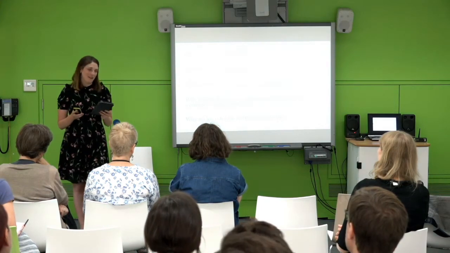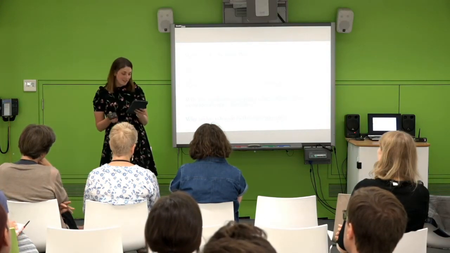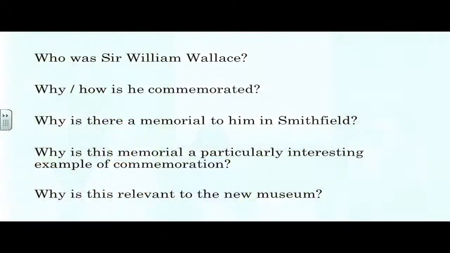So I'm going to begin by explaining something about who William Wallace was and why there is a memorial to this Scottish hero in London. And then I want to talk about why this memorial is a particularly interesting example of active commemoration. And then finally, I want to think about two aspects of the memorial that I think are most relevant to you here, thinking about the new museum.